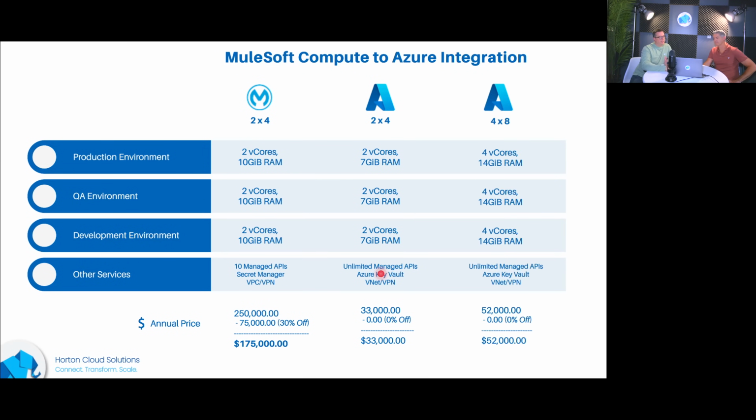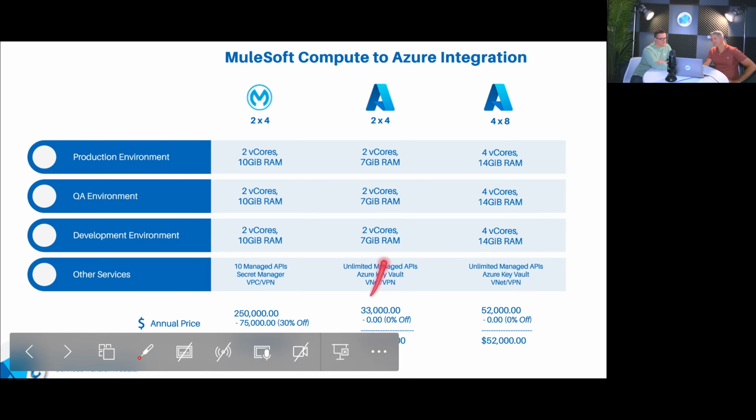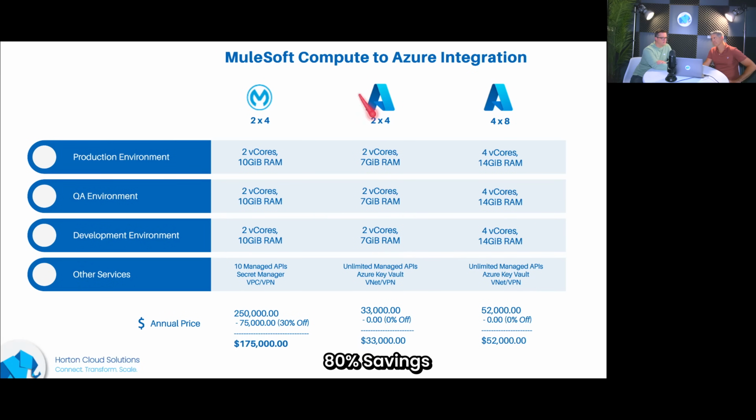So then we wanted to give the other side of that. Let's look at, maybe we call it a 4x8 in our scenario. So we have 4 vCores, so it's double, and double the memory. We have 14 gigs of RAM across 3 environments, prod and 2 lowers. We kept the same comparables. In this case, we have unlimited managed APIs. We still have our Key Vault, and then we have our VPN VNet. Without discounts, we're looking at $52,000 per year. So substantially, we're looking at that 80% savings probably on the 2x4 and maybe 70% on the 4x8. Right, over the already discounted 30% off.